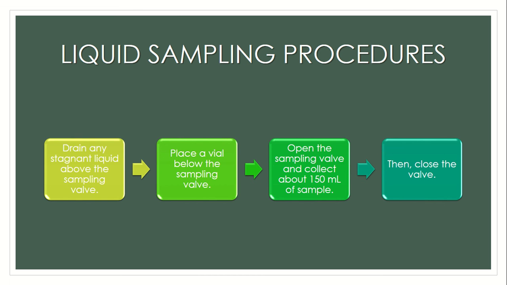So these are the steps that we have to perform to collect the liquid sample. The first one is drain any stagnant liquid above the sampling valve. So next step is place a vial below the sampling valve. Then open the sampling valve and collect about 150 ml of sample. Then we close the sampling valve.